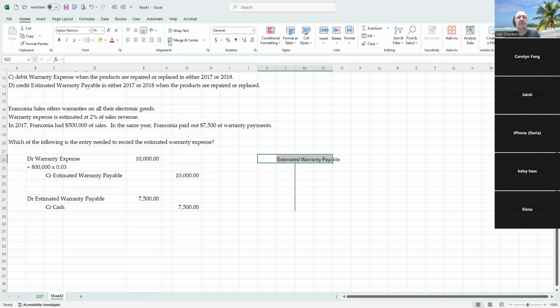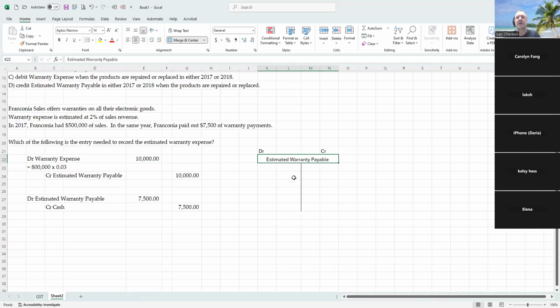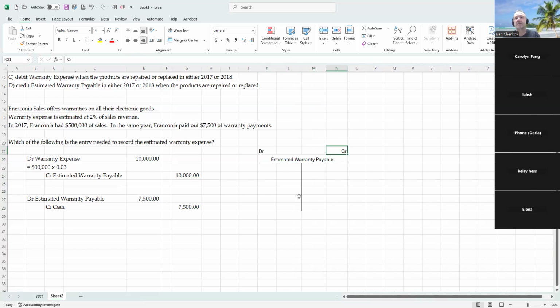How can I get the balance for this account? Obviously, on this side I'm going to have debit, and on this side will be my credit. What kind of account is this first? Asset account, liability account, what do we know about these accounts? Is it a balance sheet account or an income statement account? What's the normal balance here on the warranty payable? Credit, obviously. Why? Because it's a liability account. A liability account has a credit balance. No questions about it.